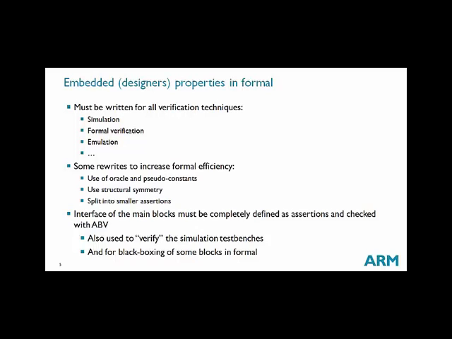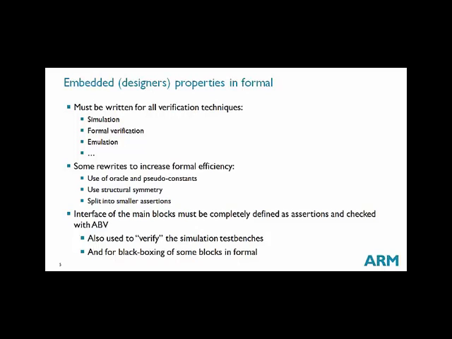A very simple example is if we want to ensure that in an array we don't have two cells with the same value. For simulation, we need to do two nested loops that will generate a lot of assertions. For formal, if we use pseudo-constants, we just need one assertion that is checking two indexes which are non-deterministically chosen.